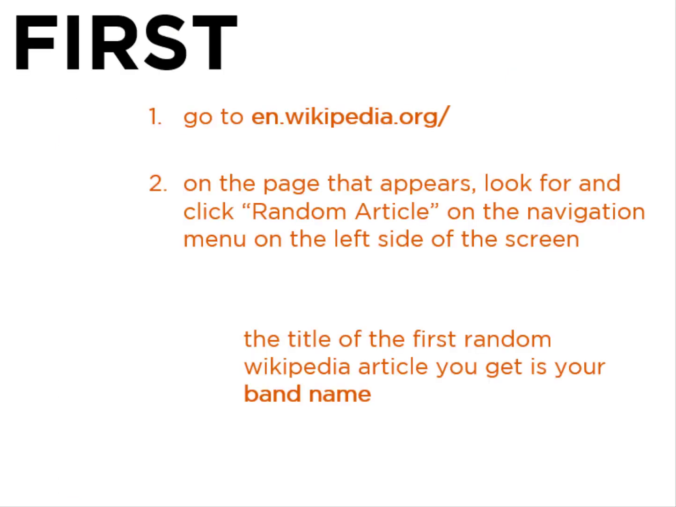There are a handful of steps to getting started on activity 4, and all of the steps I'm going to run through right now are saved in a 1-page activity 4 assignment on D2L in the week 9 Tuesday folder. First, you're going to go to Wikipedia and click on the random article link on the left navigation. The title of the first random article that pops up is your band name.